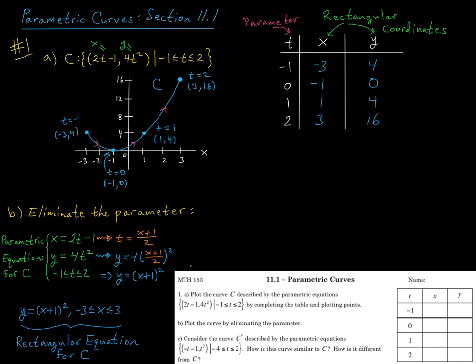Now for part C, it says consider the curve C star described by the parametric equations given here. How is this curve similar to C?